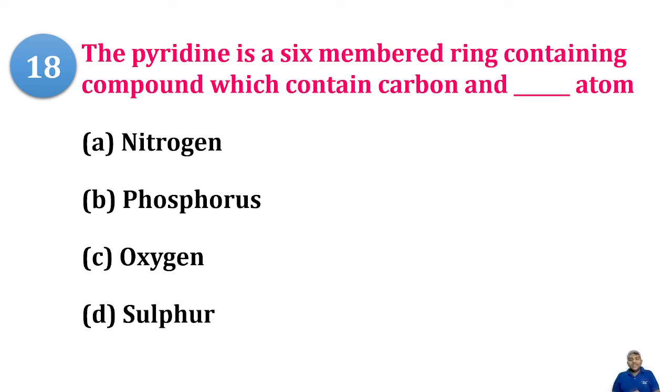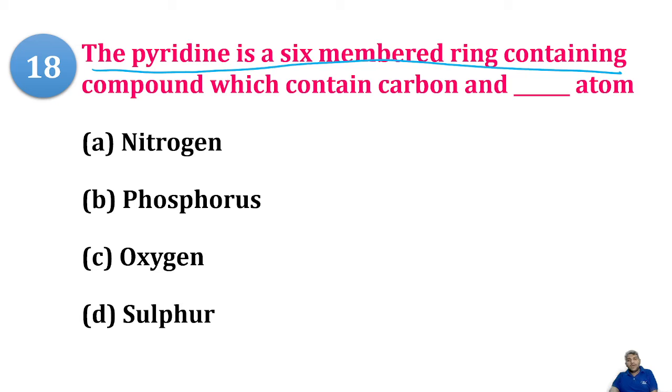So pyridine is a 6-membered ring containing carbon and nitrogen. As you know, I told you that pyridine is the 6-membered ring, and I don't think you have to take more than 2 seconds for this question. If there is a question like pyridine, in your mind the option should be that pyridine is the 6-membered ring having nitrogen as a heteroatom, it is an aromatic compound.